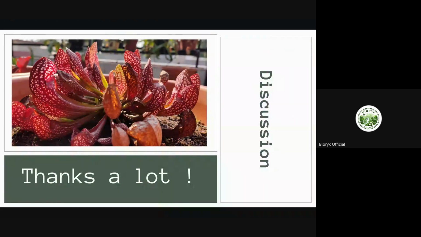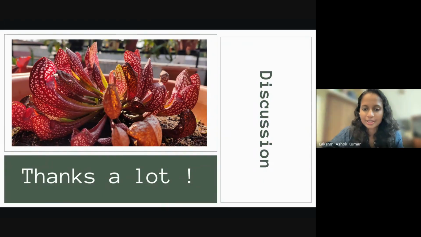Ma'am, actually, in the chat box, Jahana has asked, isn't Drosera indica a native? Yes, Drosera indica is a native plant. You mean endemic to India? Yes, it is.